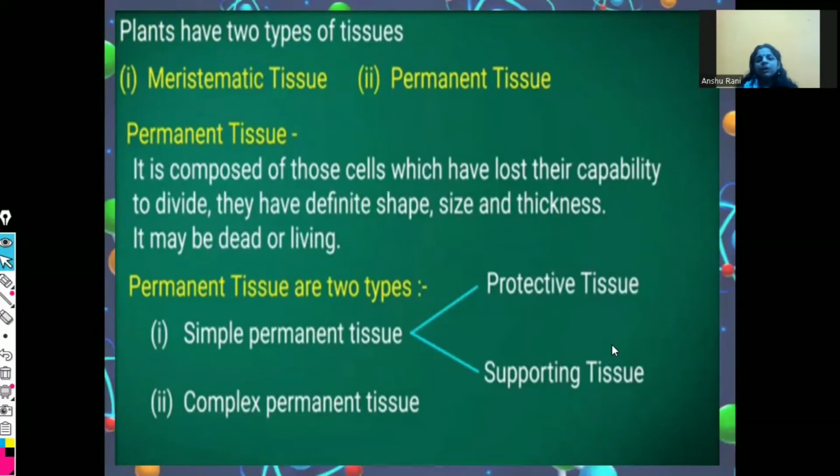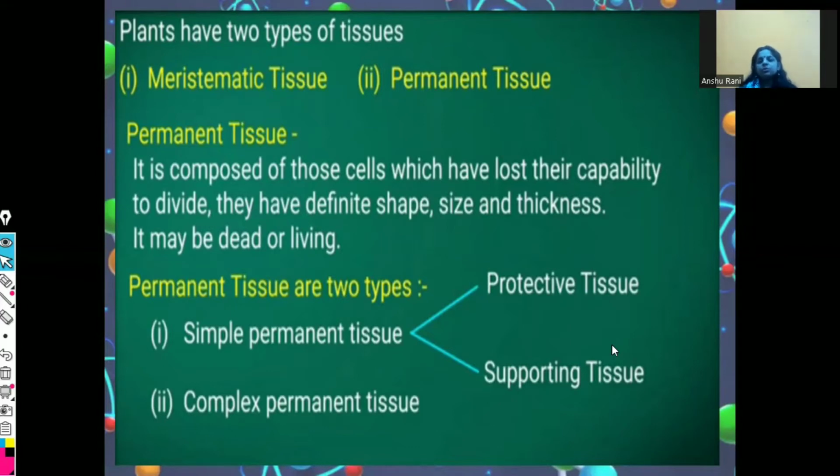Then we have permanent tissues. Permanent tissues are composed of those cells which have lost their capability to divide. They have definite shape, size and thickness. They may be dead or living. Permanent tissues are of two types, simple permanent tissues and complex permanent tissues. Now we will discuss them one by one.